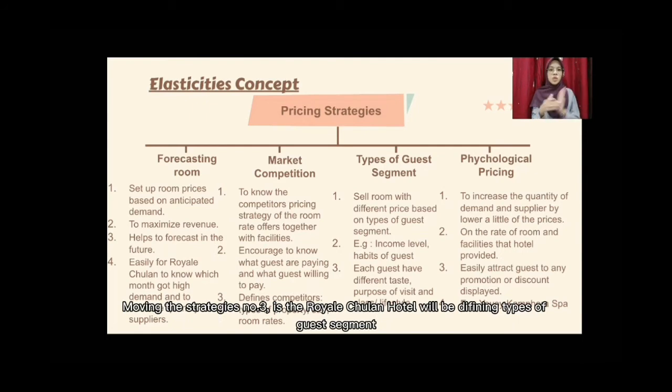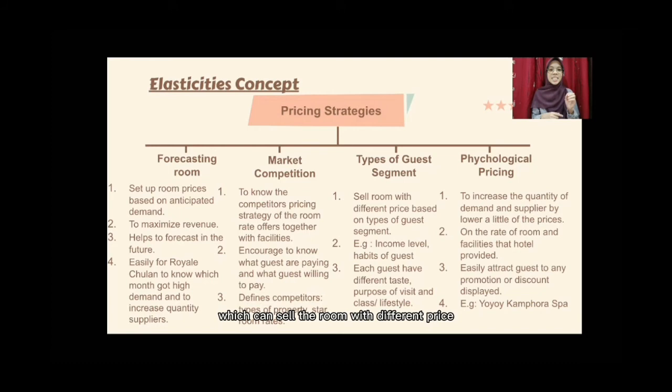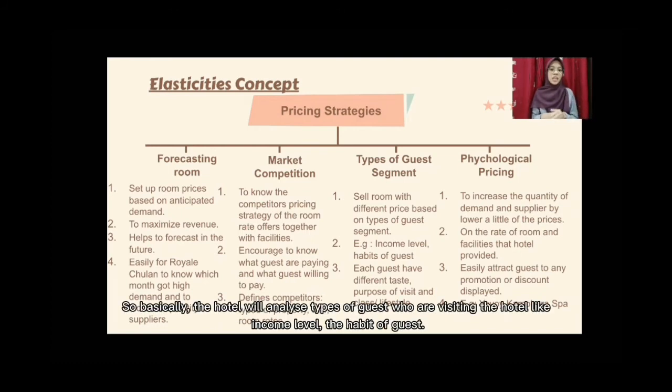Moving on, strategy number 3 is that Royal Chulan Hotel defines types of guest segments, which can sell the room at different prices. So basically, the hotel will analyze the type of guests visiting the hotel, like income level and the habits of guests. This is because each guest who comes to the hotel definitely has a different taste, purpose of visit and lifestyle.